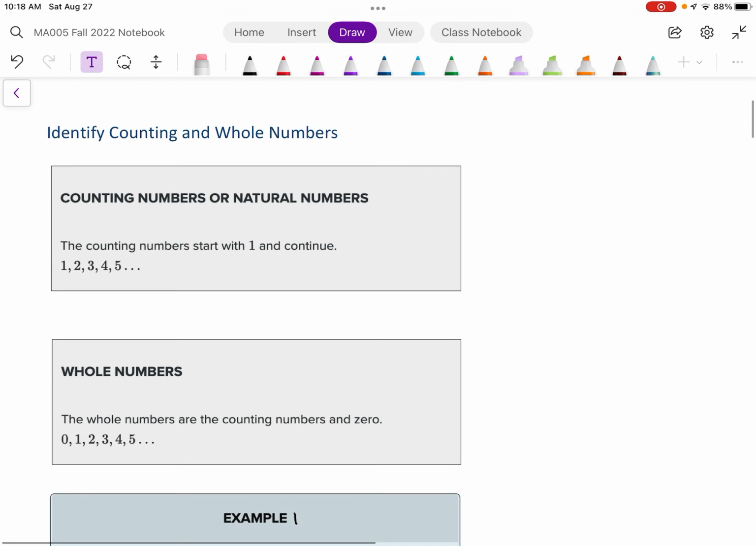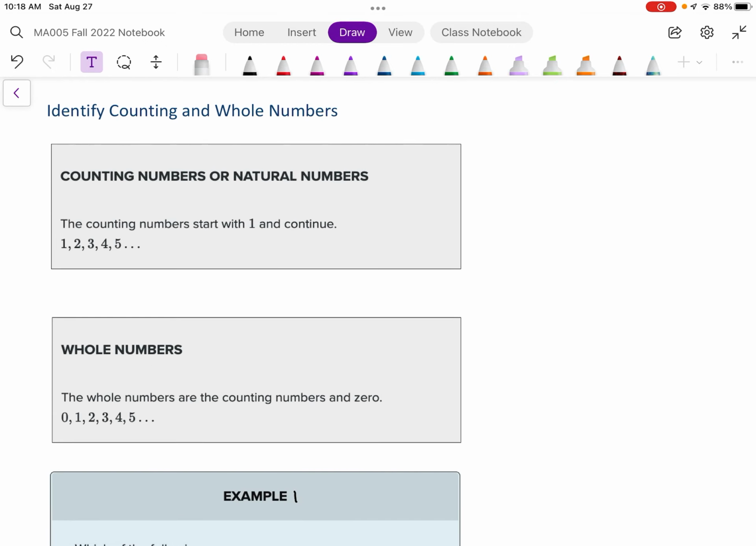All right, so first we just need to know some terminology. What do we mean by counting numbers? Those are just what we often consider whole numbers, 1, 2, 3, 4, 5, but they don't include 0. So they start at 1. The whole numbers start at 0, 0, 1, 2, 3, 4, 5. So the counting numbers and the whole numbers are both almost exactly the same.